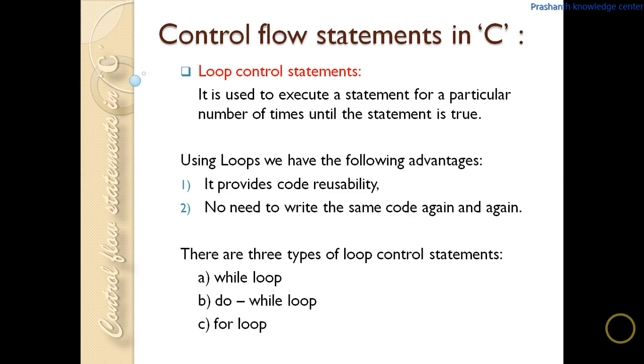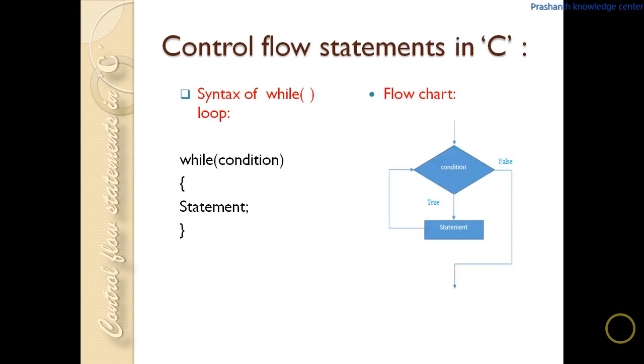There are three types of loop control statements. One is the while loop, the other is the do while loop, and the next one is the for loop. Today in this class, we will see in detail about these three loops. First, we will go with the while loop.